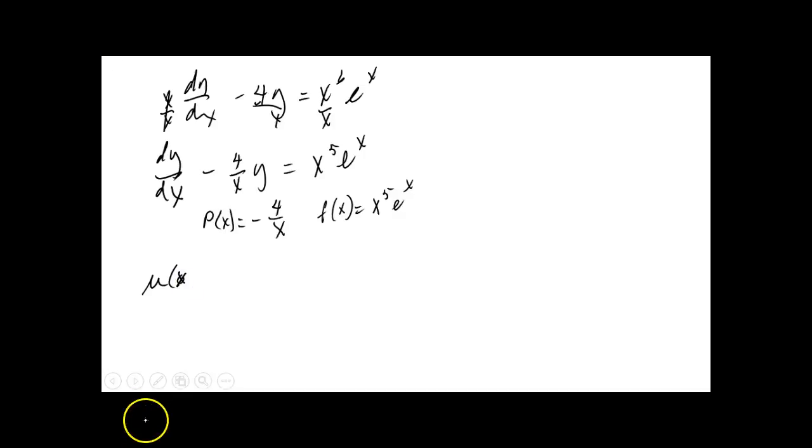I don't know why I started to put a 0 there. I guess I use mu naughts in other places, but that's not what I want here.